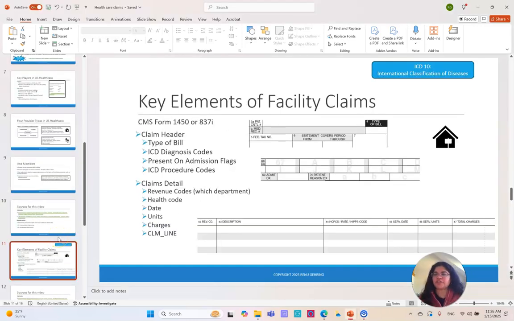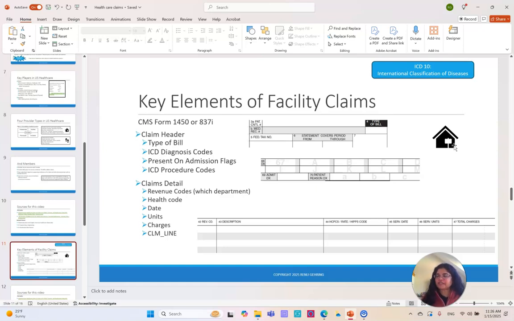In the previous video, we talked about the fact that facilities are brick and mortar buildings. So you can see I've got a picture icon of a building, and that's to reinforce the concept that facilities are buildings. What are some examples of facilities? Hospitals is an example. So is a skilled nursing facility.